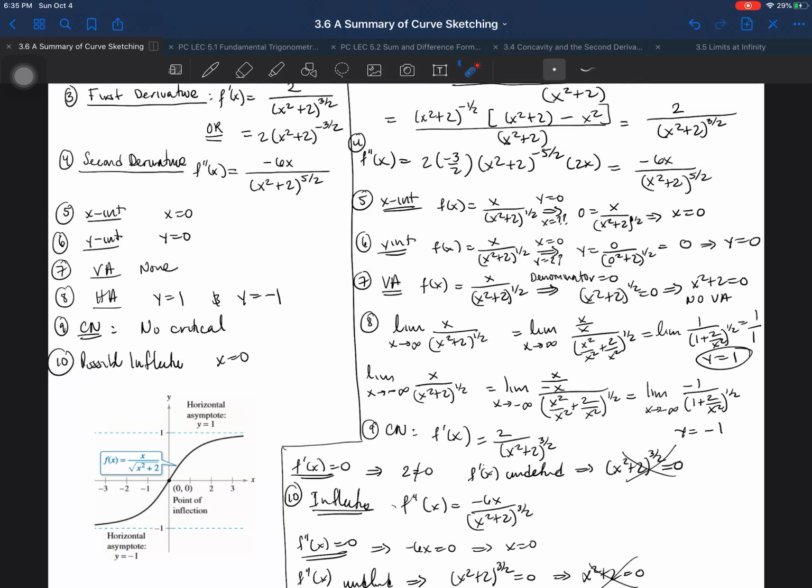What about vertical asymptotes? Vertical asymptotes would happen whenever the denominator is equal to 0, and we are going to set the denominator equal to 0, and we're going to realize that this can never equal 0 since this is always a positive number, so there's no vertical asymptote.